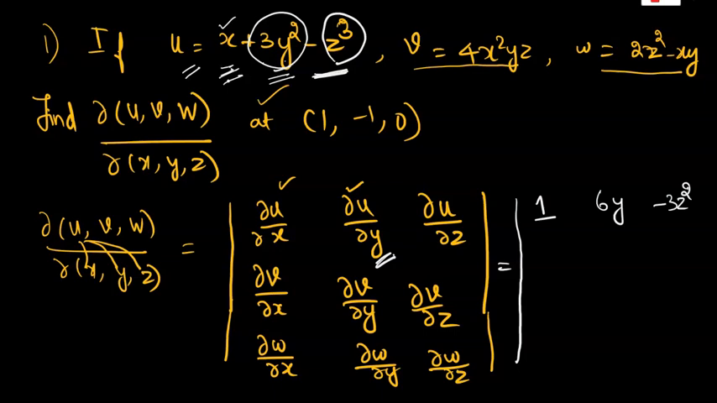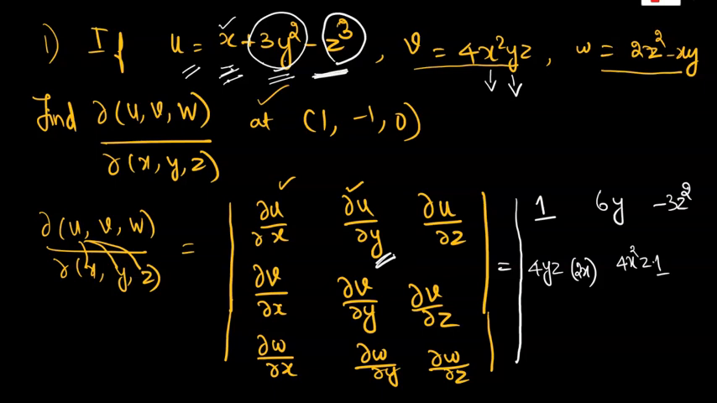Similarly, v with respect to x. Now it's in multiplication. So 4yz is a constant. x square if I differentiate, 2x. This is for the first term. Again for the second term, 4x z is a constant, 4x square z is a constant. y if I differentiate, I will get 1 because with respect to y I am doing now.